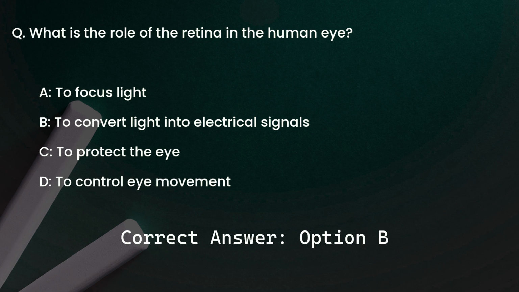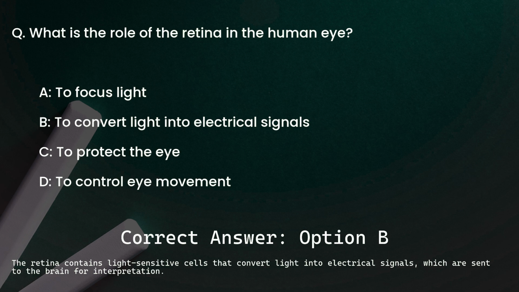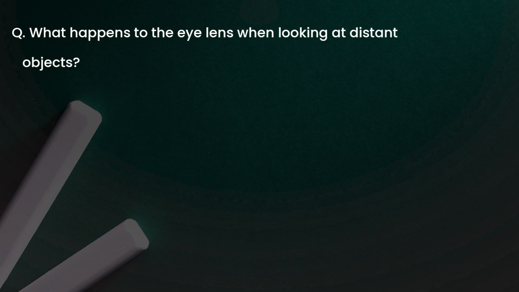The correct answer is option B, which is to convert light into electrical signals. The retina contains light-sensitive cells that convert light into electrical signals, which are sent to the brain for interpretation. Question: what happens to the eye lens when looking at distant objects?